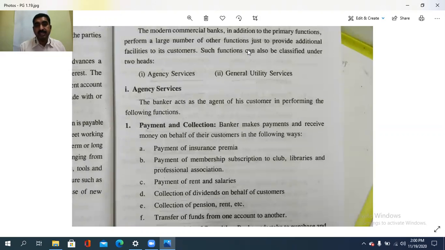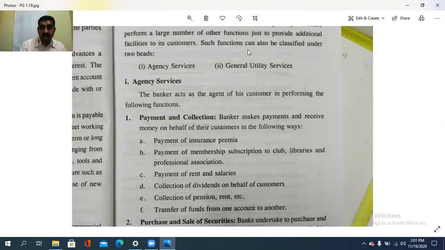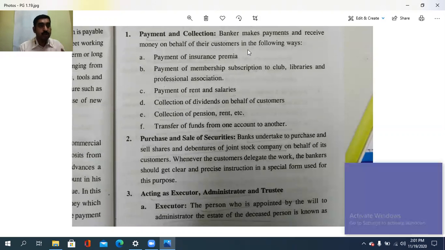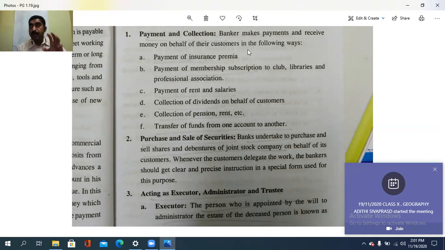Bankers make such payments and receive money on behalf of their customers in the following ways, like insurance premium payment, payment of membership subscription to clubs, libraries, and professional associations, rent and salary payment, collection of dividend on behalf of the customer, collection of pension, rent, etc., transfer of funds from one account to another. If funds are transferred from one account to another, that also this person needs to take care of. So that is payment and collection. So that is the first point. Hope you understand this one, payment and collection.